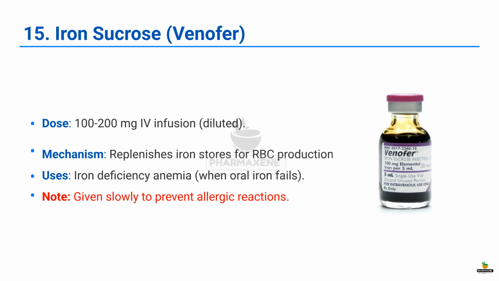Iron sucrose, or Venofer, is given as a 100 to 200 milligrams IV infusion, diluted. It replenishes iron stores for red blood cell production, primarily used for iron deficiency anemia when oral iron is insufficient. It must be given slowly to prevent allergic reactions.